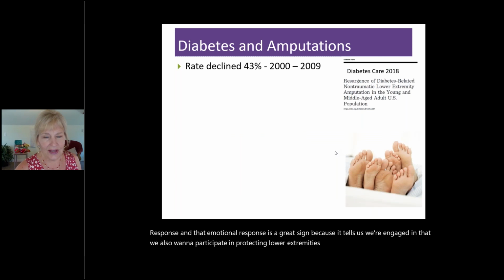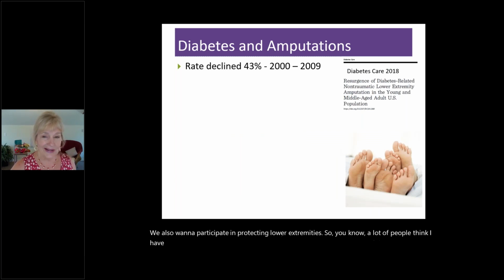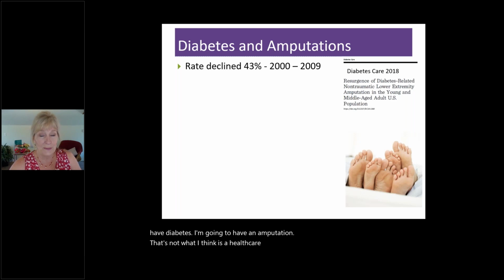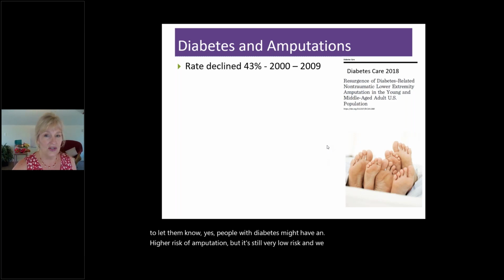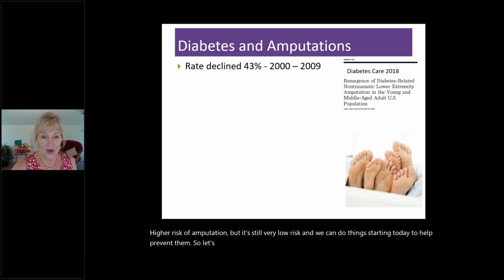A lot of people think, I have diabetes, I'm going to have an amputation. That's not what I think as a healthcare professional, but people with diabetes, especially if they know someone with diabetes, might think that's the direction they're going toward. So we want to let them know, yes, people with diabetes might have a higher risk of amputation, but it's still very low risk, and we can do things starting today to help prevent them. So let's give a message of hope early on.